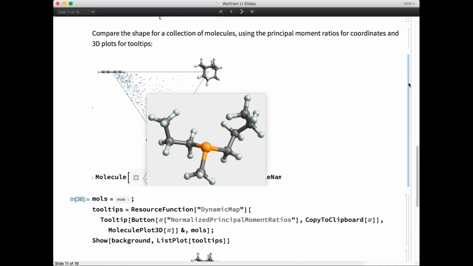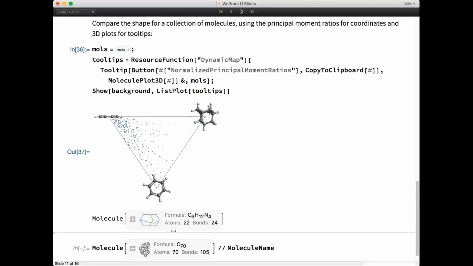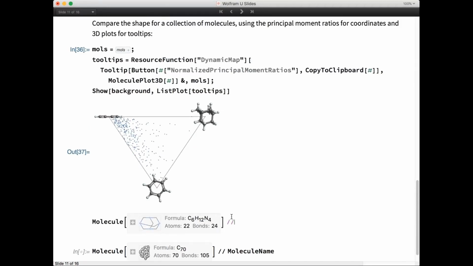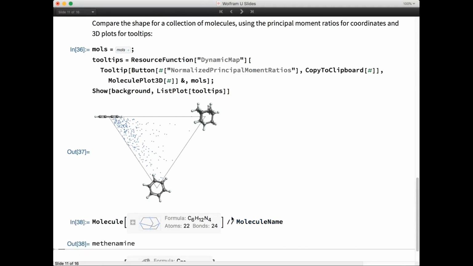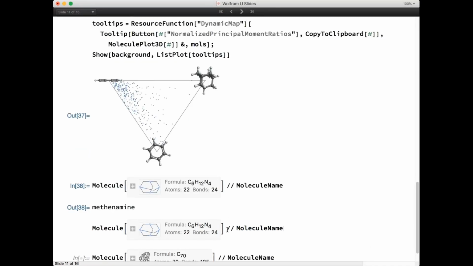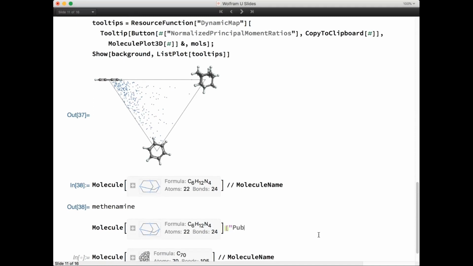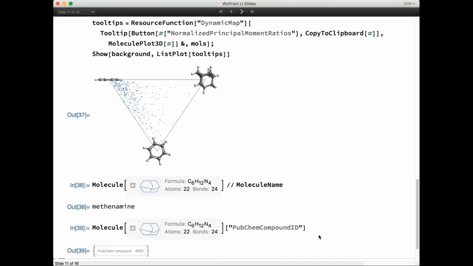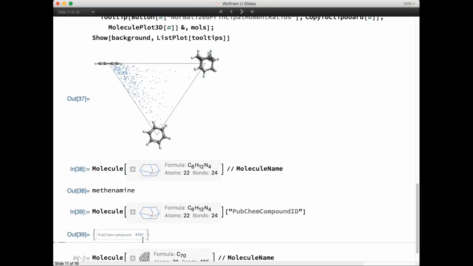So what is this guy? That's where the button comes in. I'm hovering over it, I'm seeing the tooltip, and I click, and now that is in my clipboard. And so I can ask, what is its name? It's methanamine. I could also ask for its PubChem compound ID. There it searches, and it finds this, and it returns an external identifier.